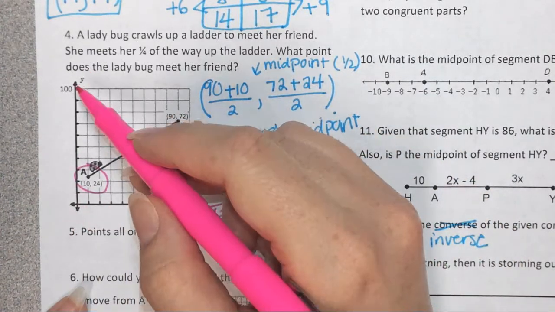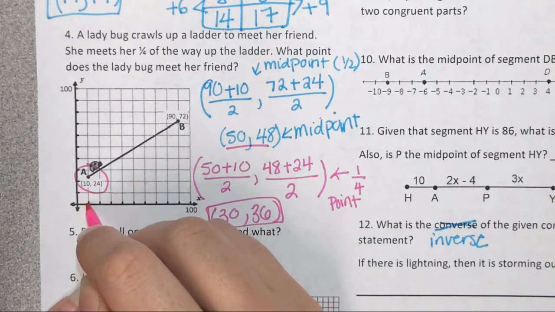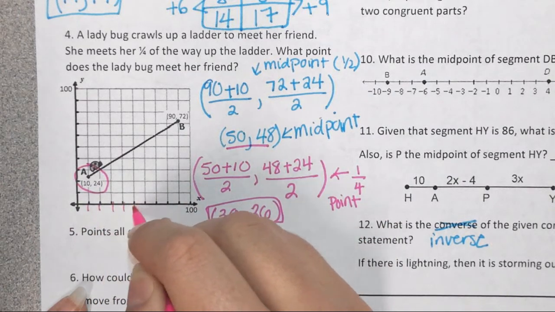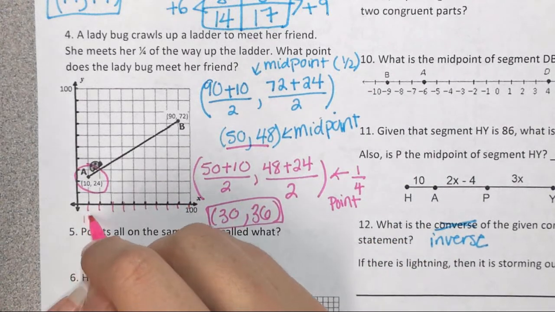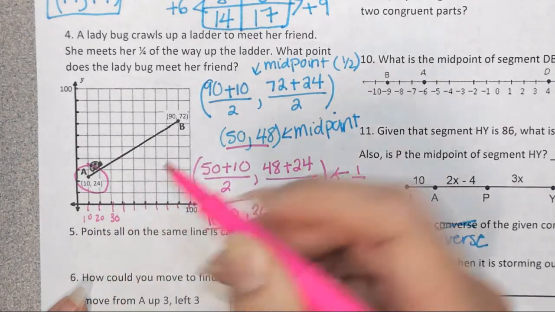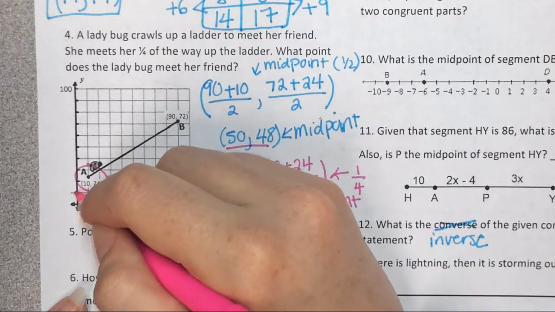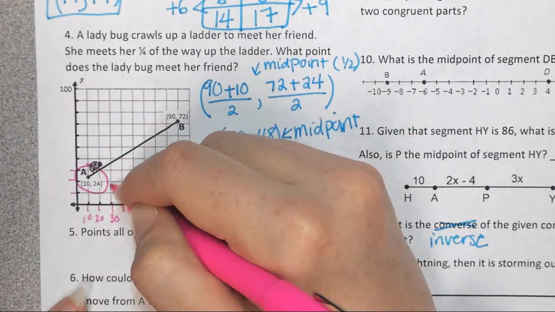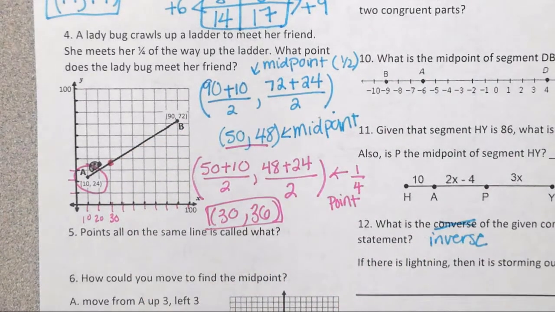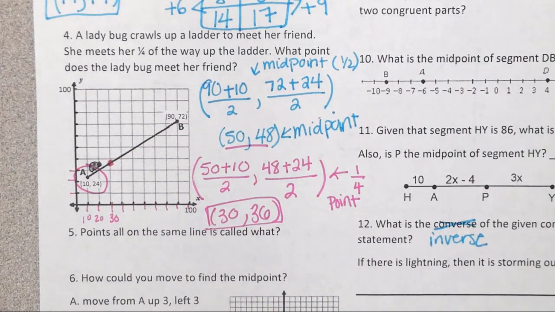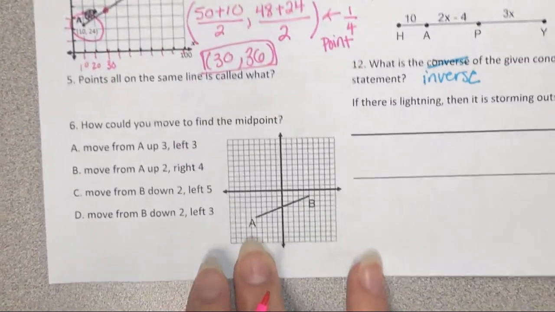On the graph, I'm not even sure where that would be. So it's 100. I guess these are in increments of 10, 20, 30. Okay, this is 10, 20, 30. So it would be somewhere about right there. That's my 1/4 point.